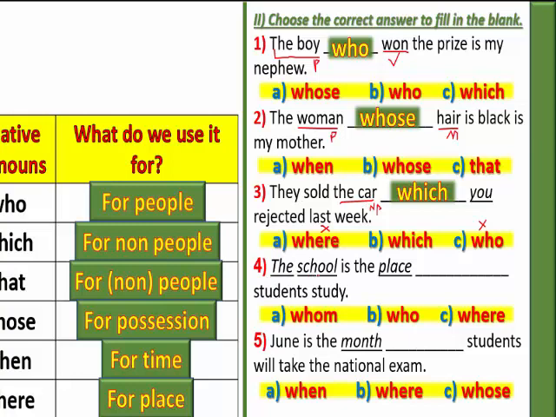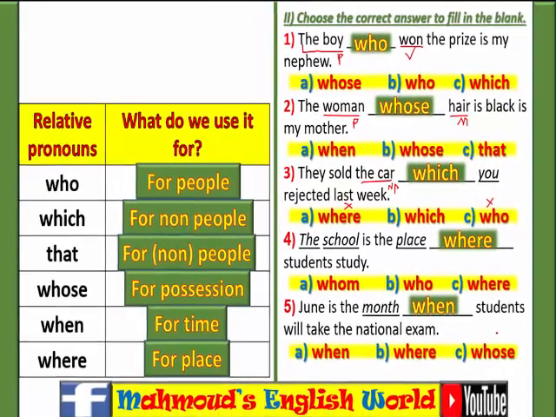Number 4, the school is the place whom, who, or where students study. So place, of course, it's place, we use where. Number 5, June is the month when students will take the national exam. Yes, because we have month, which is time, we're going to use when. So now go back and correct the mistakes you have made in the comment section on Facebook.